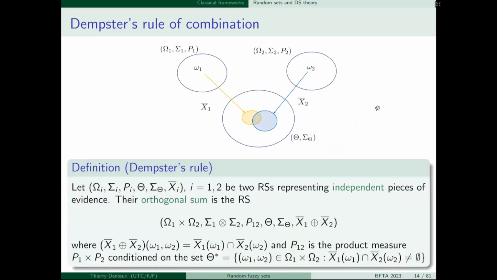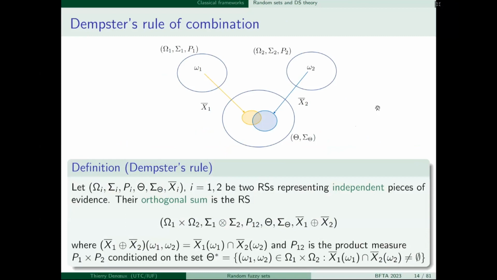So this is Dempster's rule of combination, in a more general setting. We start with 2 random sets, and we define the orthogonal sum as a new random set. Here we have the product space, and this is the set of events on this product space. P12 is the product measure conditioned on this set. Here I denote by theta star the set of pairs of interpretations whose images are not disjoint.